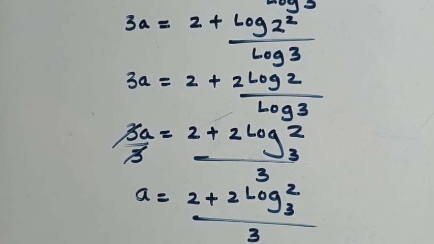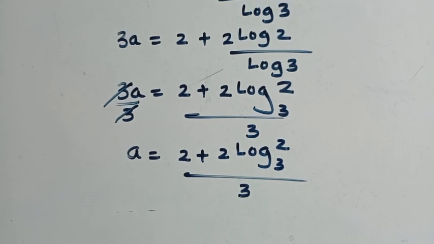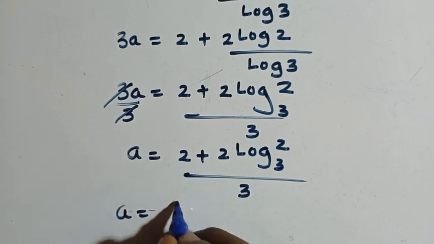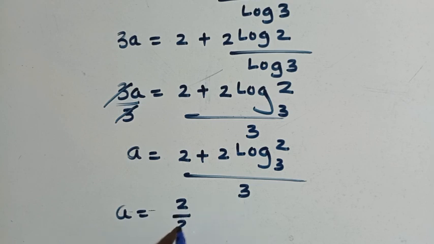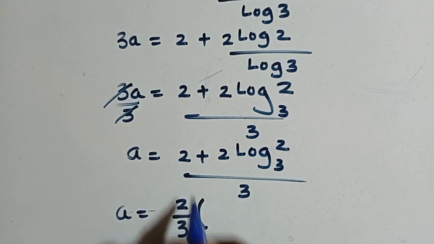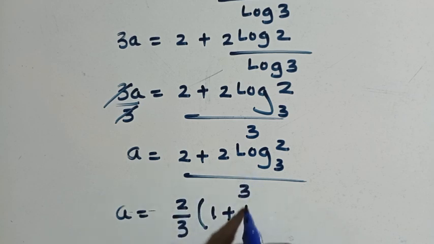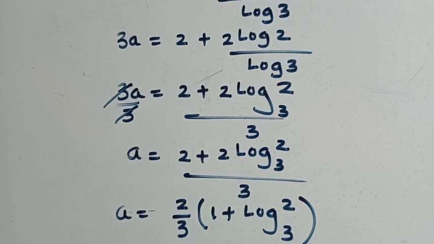By this, we can conclude that the final answer is, when we take out 2 from here, a equals 2 divided by 3 times the bracket of 1 plus log 2 base 3. And this gives the final answer.